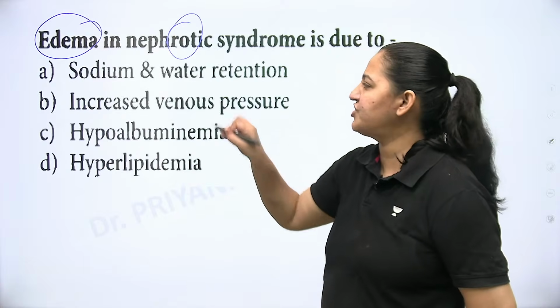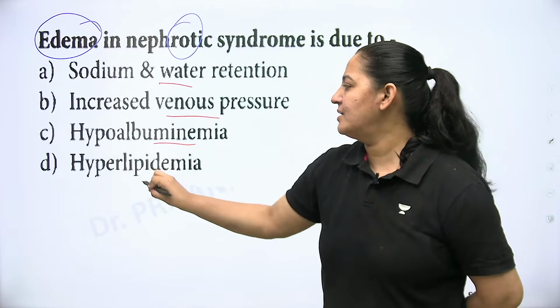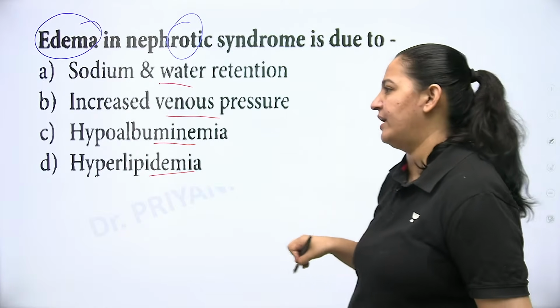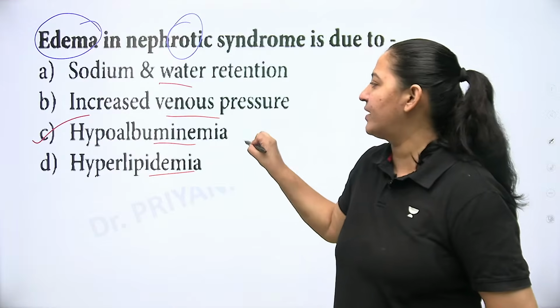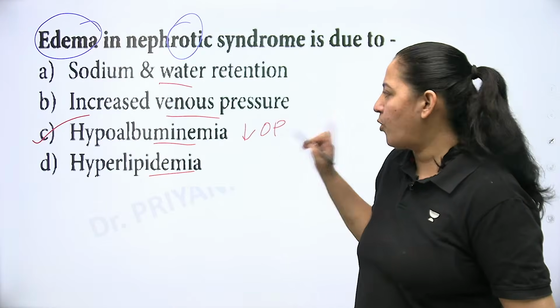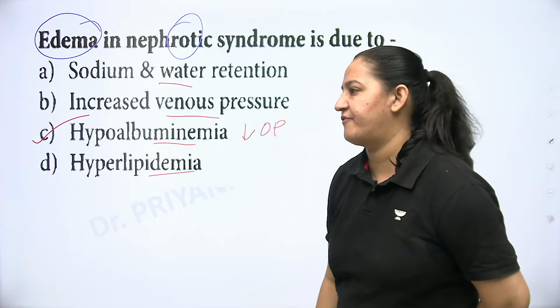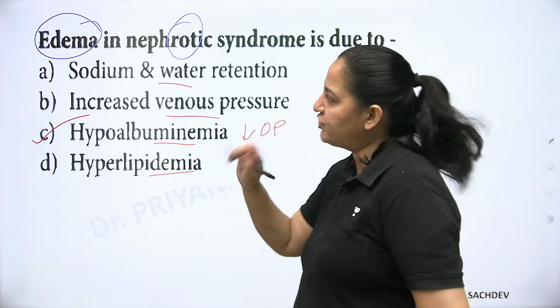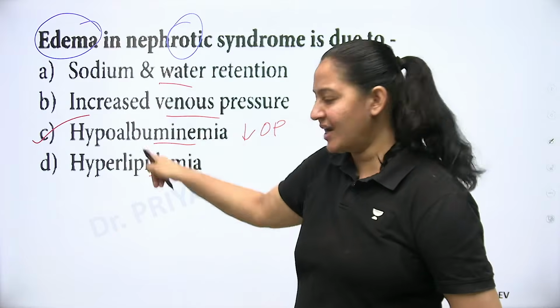Is it sodium water retention? Is it increased venous pressure? Is it hypoalbuminemia? Is it hyperlipidemia? Yes, absolutely right, Yadagiri, Saima, Siddhika. It is hypoalbuminemia which decreases oncotic pressure. So decreased oncotic pressure due to hypoalbuminemia is the reason for edema in nephrotic syndrome. The same question, I am changing the question. Now you tell me the answer. If this is the question, answer is C.